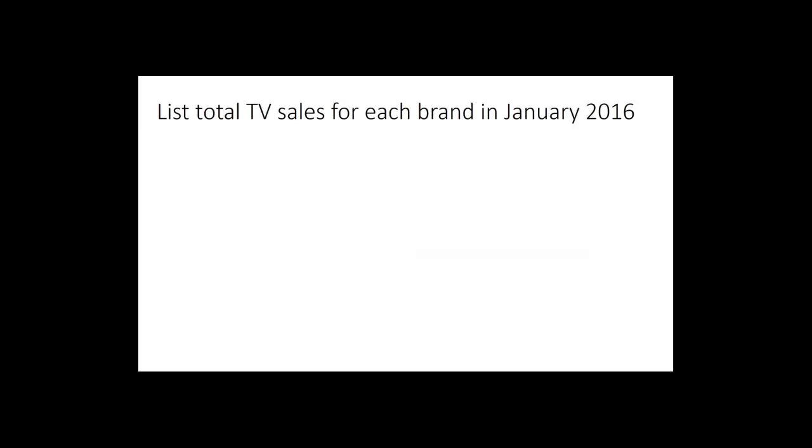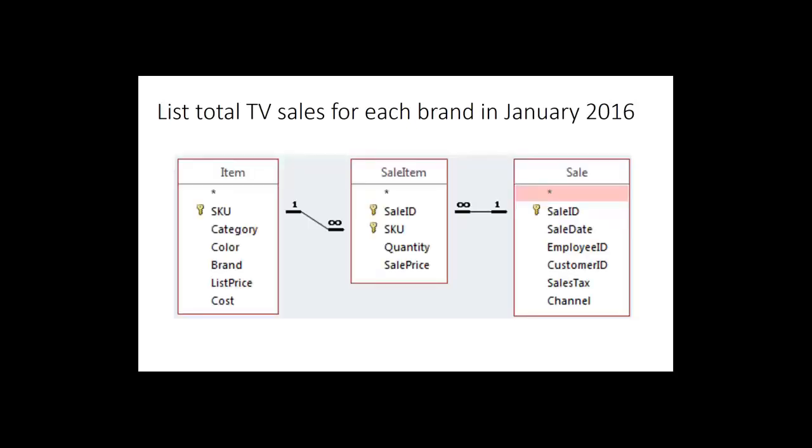Next example, list total TV sales for each brand in January 2016. Well, first step, which tables we need to use. We're looking at TVs, so we need to know what's an item table. That's where we can use category. We also need brands. We need to group by brand. For the total sales, we need quantity and sale price. These fields are in sale item, and the results are limited to January. So we need the sale date. Sale date is in sale table. These are the 3 tables we need.